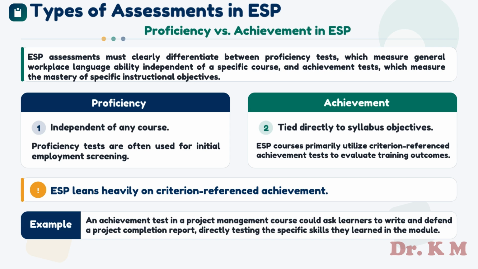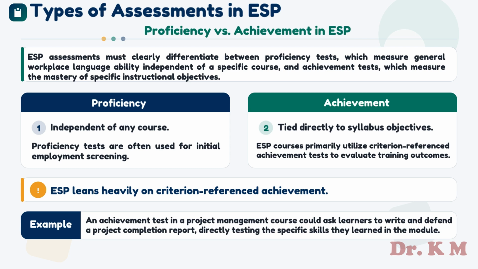ESP assessments must clearly differentiate between proficiency tests, which measure general workplace language ability independent of a specific course, and achievement tests, which measure the mastery of specific instructional objectives. While proficiency tests are often used for initial employment screening, ESP courses primarily utilize criterion-referenced achievement tests to evaluate specific training outcomes. Proficiency, independent of any course. Achievement, tied directly to syllabus objectives. ESP leans heavily on criterion-referenced achievement.